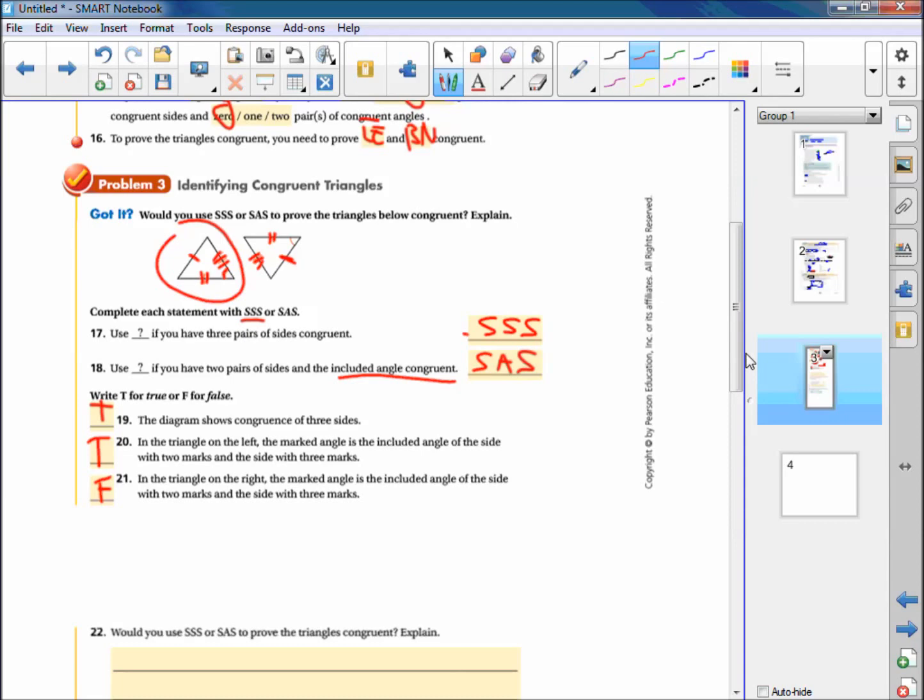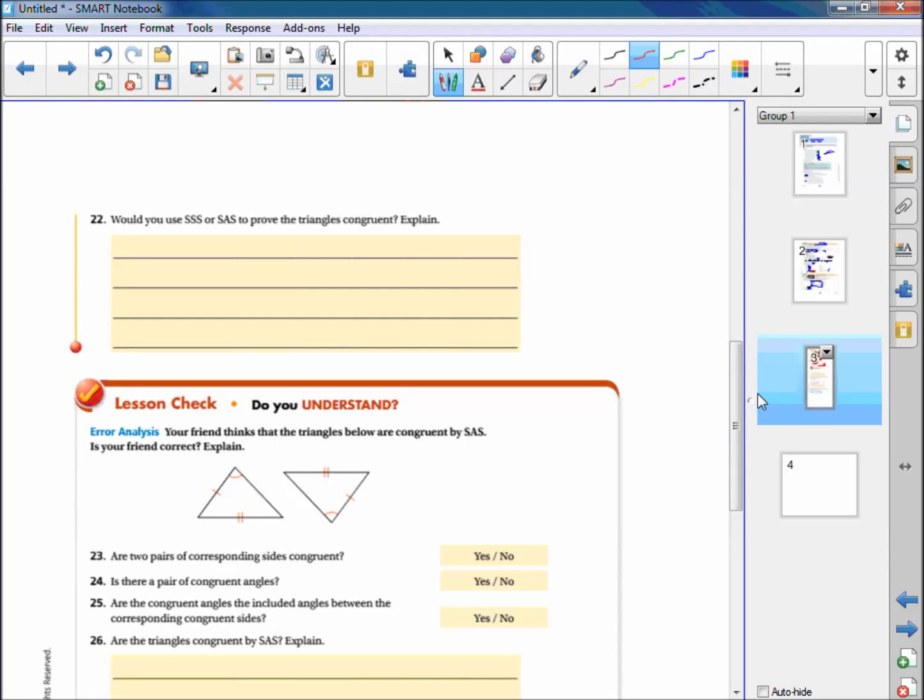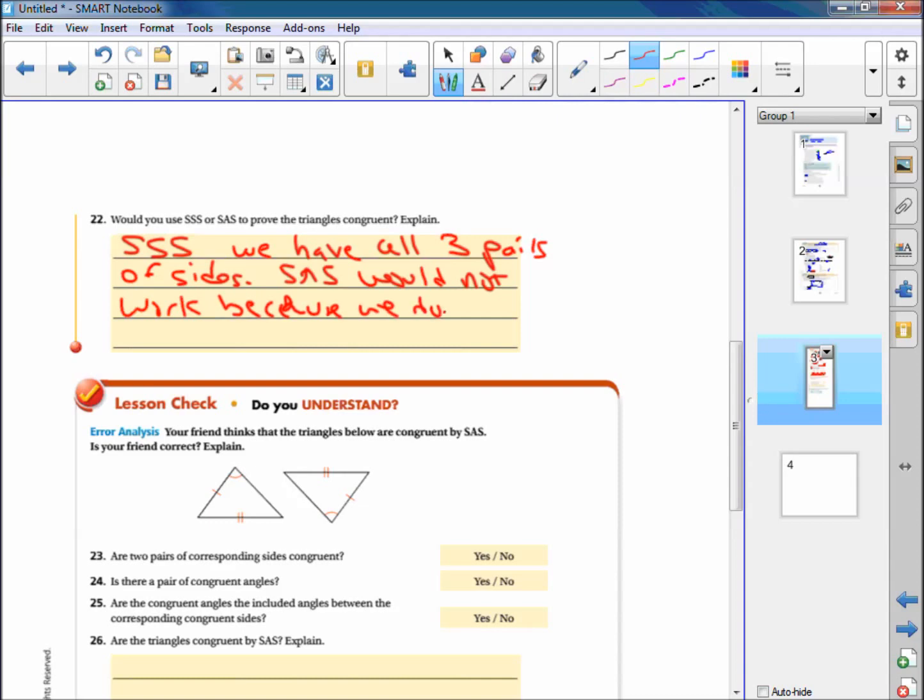Okay? So would you use SSS or SAS to prove these triangles are congruent? I would use SSS. We have all 3 pairs of sides. SAS would not work. We don't have the right included angle, because we don't have the correct included angle.